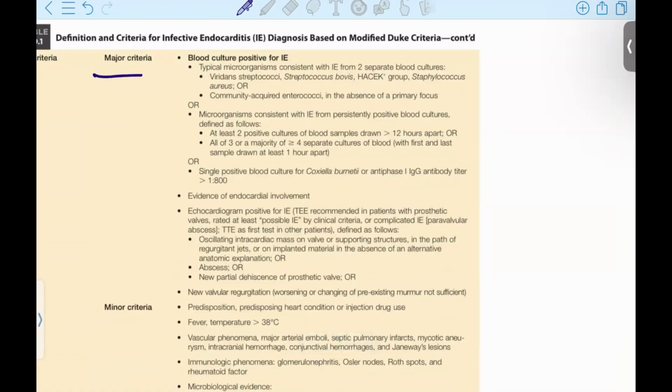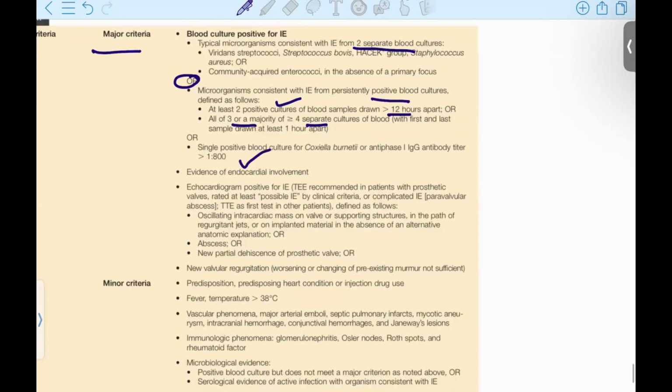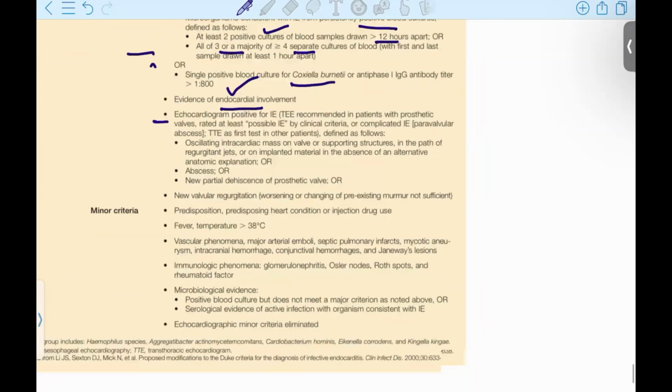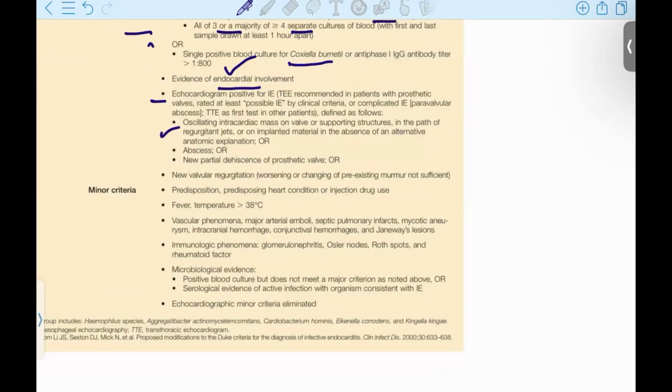So typically, at least 2 separate blood cultures should be positive, or microorganisms of infective endocarditis positive cultures at least 12 hours apart, or at least 3-4 hours apart should be obtained for the positivity, or a single titer should be positive for Coxiella burnetii features. And along with the blood cultures, you should have the endocardial involvement that is positive on echocardiography. Whatever oscillating feature on the mass or abscesses, new prosthetic valve dehiscence, anything that should be positive on the echocardiography. So culture and echocardiography positive in the major criteria.